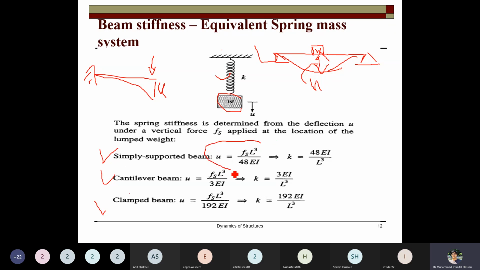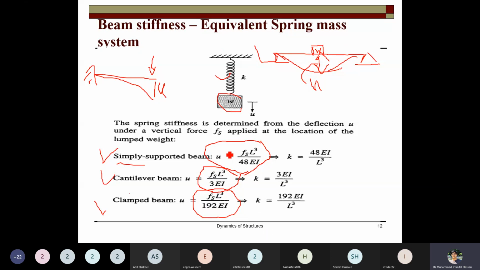From the deflection chapter, you can see that the central deflection for the point load is Fs L cube over 48 EI for the simply supported beam. For the cantilever beam, it is PL cube over 3 EI. For the fixed ended beam, it is PL cube over 192 EI.